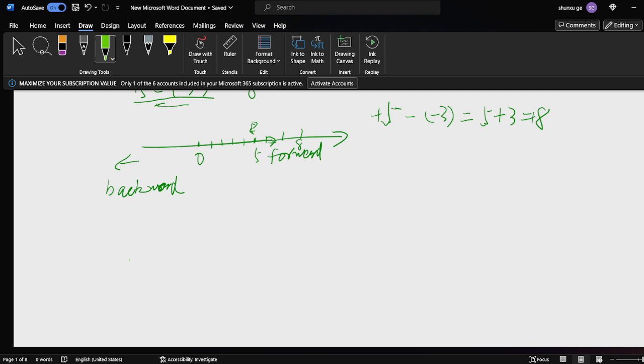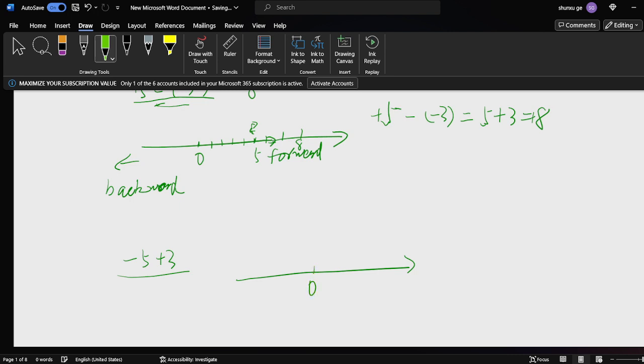such as negative 5 plus 3. First we want to know what the question is. What is the meaning? Then we want to find the solution. So it means like this. Also, we use a number line to help us understand.